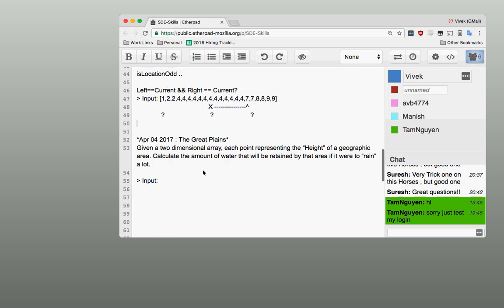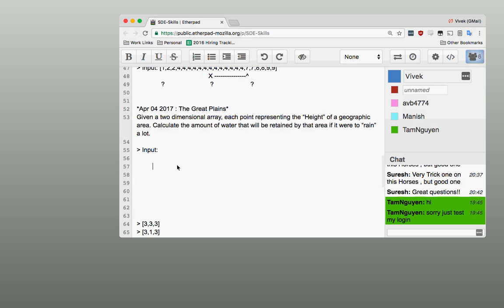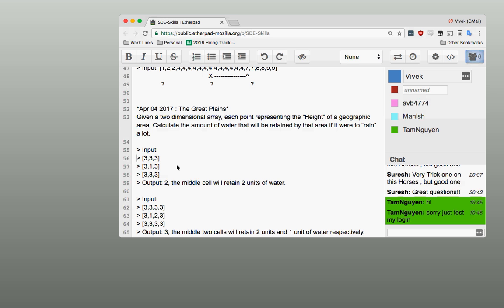So super good. So moving on to the next one. This one was essentially the Great Plains question, which is an adaptation of the histogram problem that we've seen before. The histogram problem is a one-dimensional space where it's a bar graph, where the height is given, and now if you put water in it, how much water will be held? That is what you're trying to figure out.